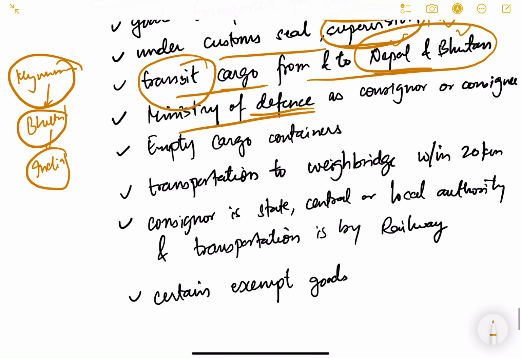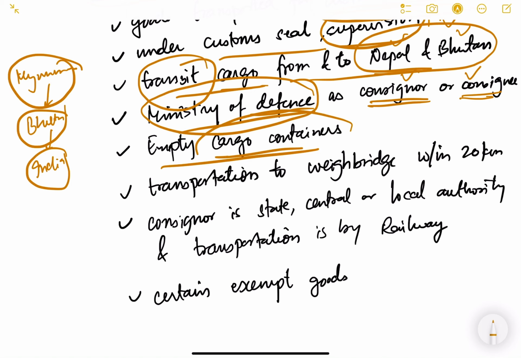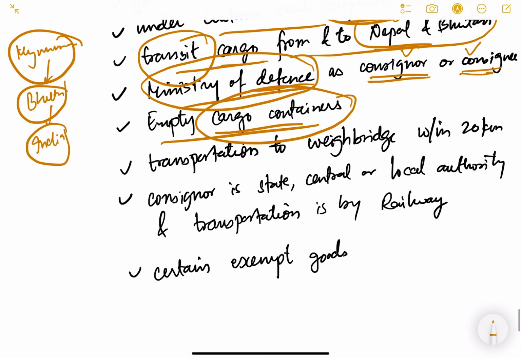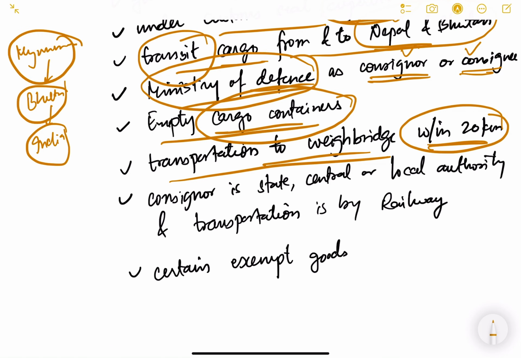Then Ministry of Defense as consignor or consignee. If goods are being transported by or on behalf of the Ministry of Defense of India, they don't need the EWay bill. Empty cargo containers: if empty cargo containers are getting transported, there is no need of an EWay bill. Transportation to a weighbridge within 20 kilometers: if goods are getting transported to a weighbridge for weighing, and the weighbridge is within 20 kilometers, they don't need to generate an EWay bill.